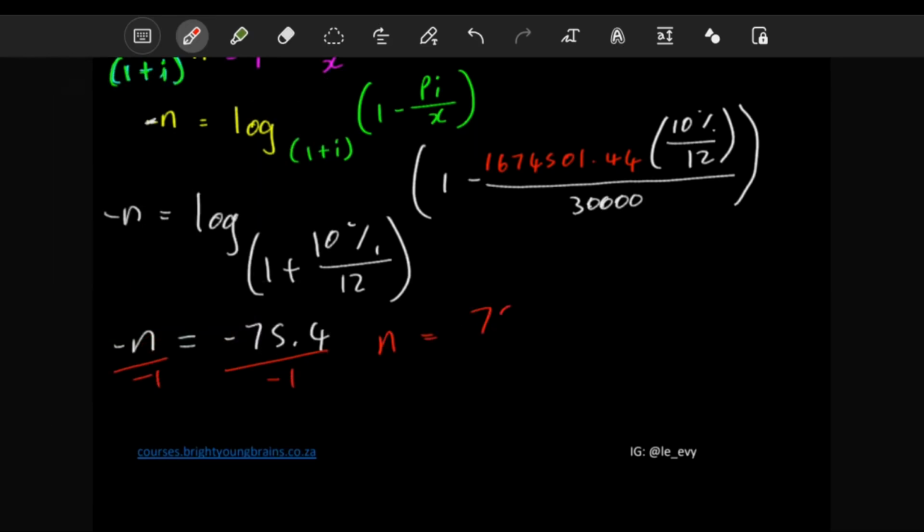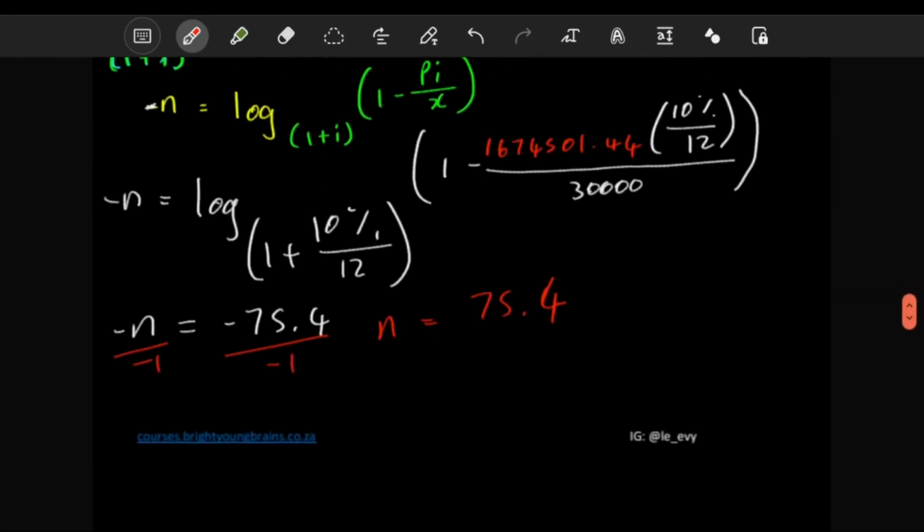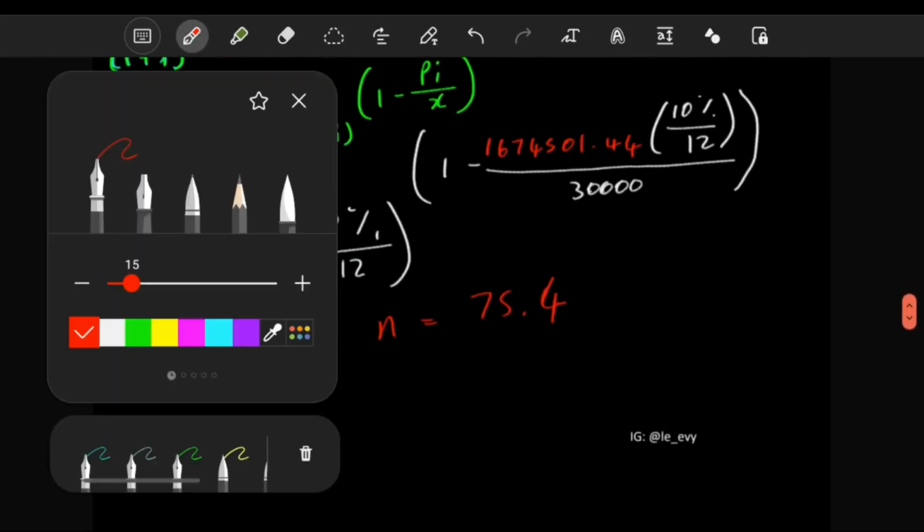N is going to be equal to 75.4. So obviously this is going to say that if this was a loan, it would have taken her 75 point something months to pay off the loan. Technically, it would have taken her 76 months to pay off the loan. But in this case, it's her spending money. They just said how many full months will she be able to receive 30,000. So obviously, this implies that she can only receive 30,000 rands 75 times.